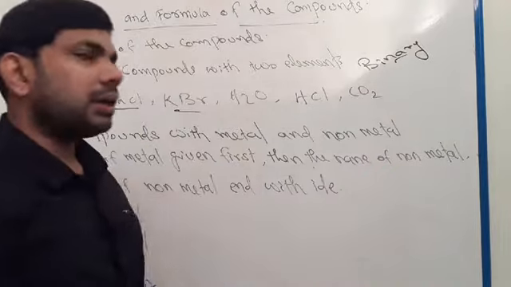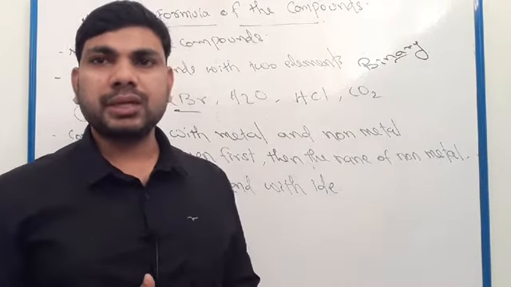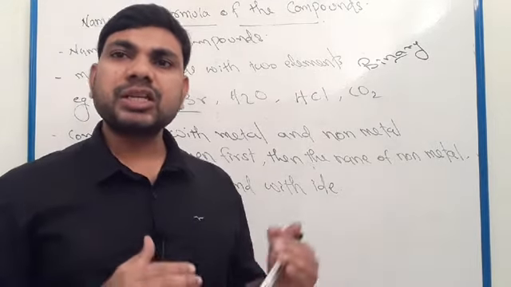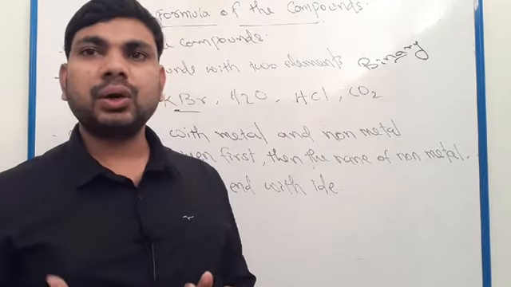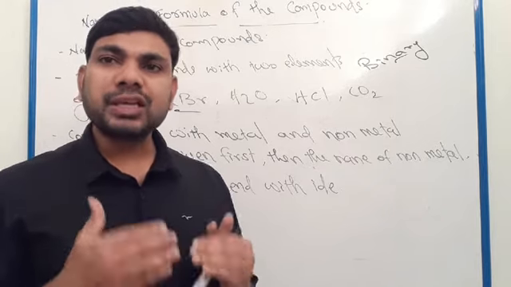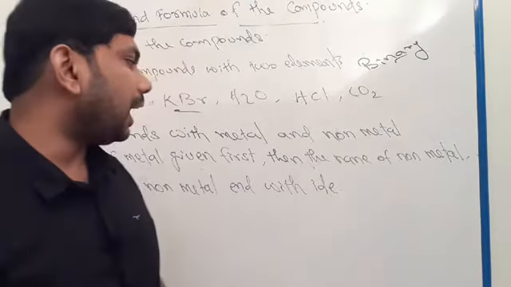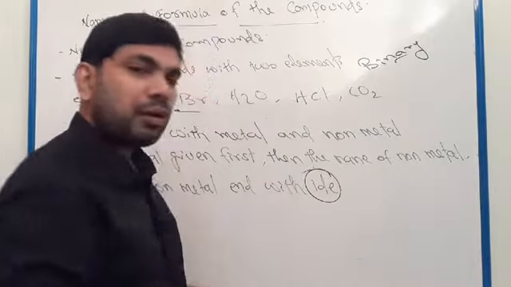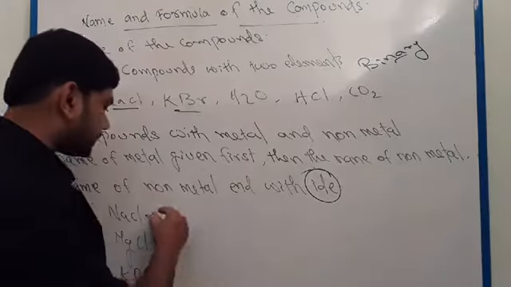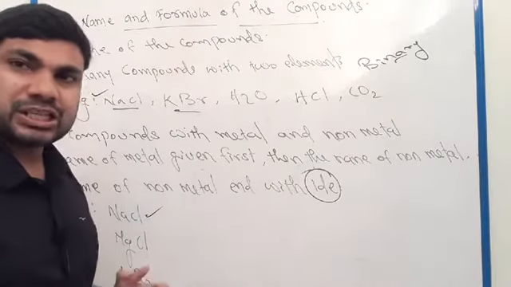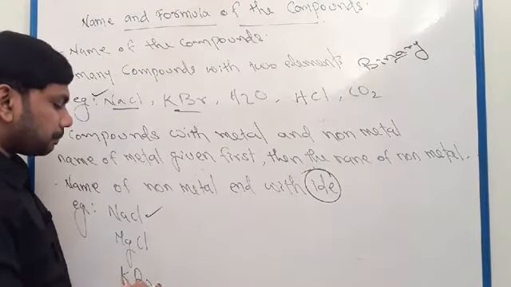Now we discuss compounds which contain one metal and one non-metal. We have to mention the name of the metal first, and the name of the non-metal ends with -ide. See here, these are examples of compounds which contain a metal and a non-metal: sodium chloride, magnesium chloride, potassium bromide.